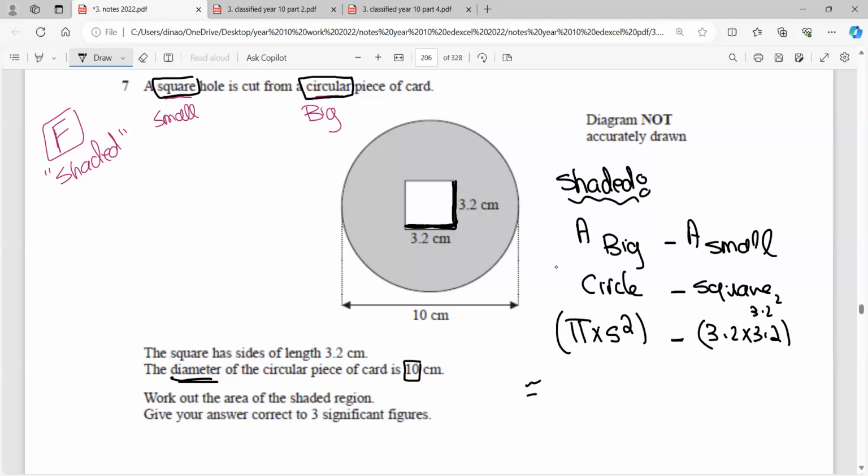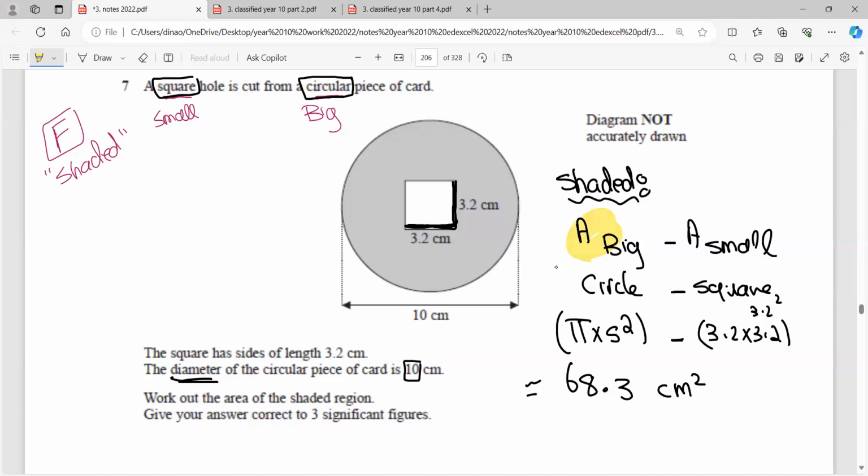Please don't use your calculator so many times, to avoid errors or writing a wrong number. After rounding to 3 significant figures, you will get an answer of 68.3 centimeter squared. And this is actually what we're going to focus on now: how to find the area of a shaded region.